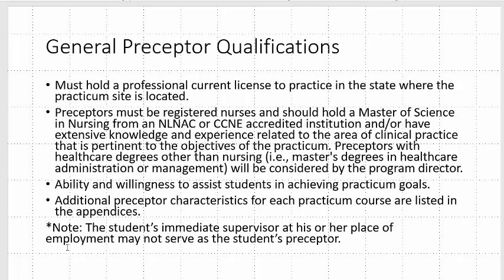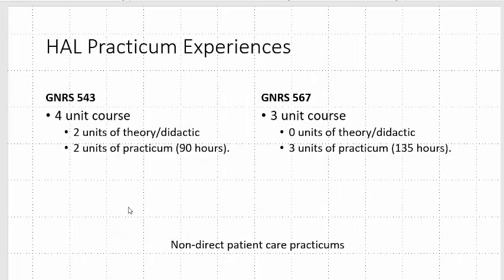And just a note here, the student's immediate supervisor at his place of employment may not serve as the student's preceptor. So the 2 experiences are GNRS 543, and this is a 4-unit course with 2 units of theory or didactic or classroom, and 2 units of practicum hours, so that would equal 90 total hours. And the other one is 567, which is a 3-unit course, 3 units of practicum hours.